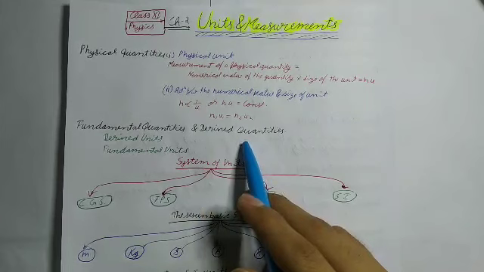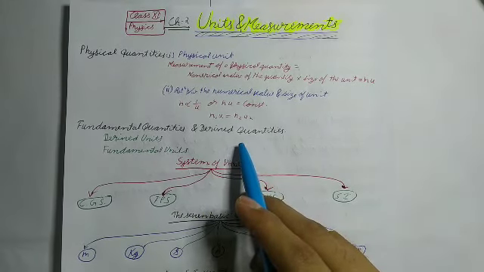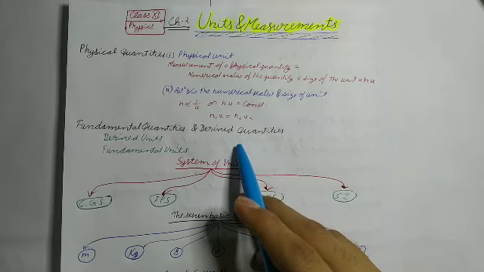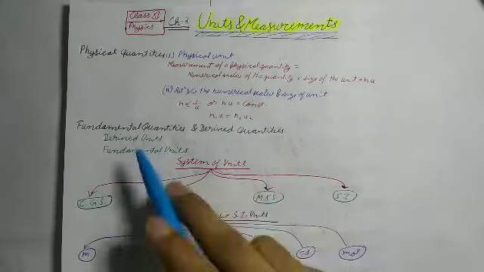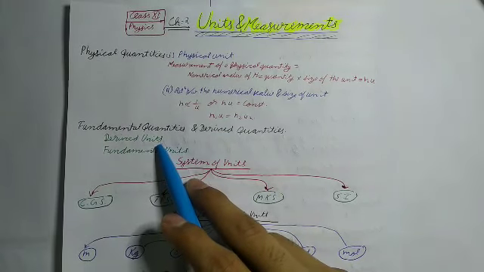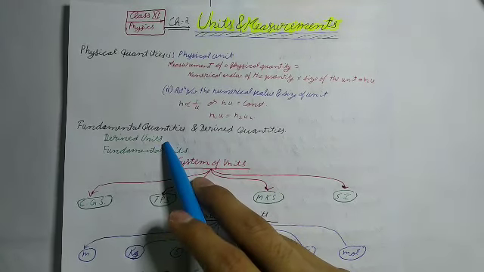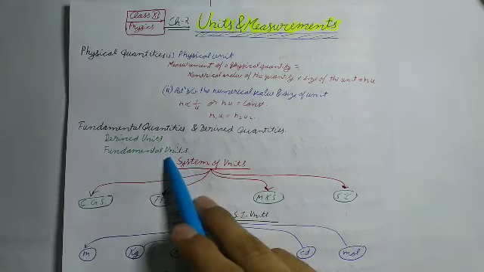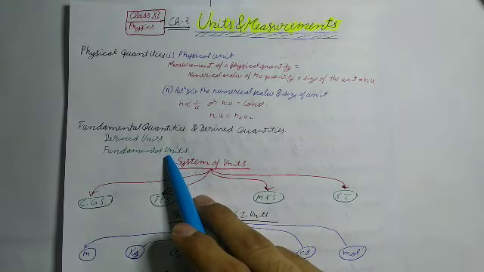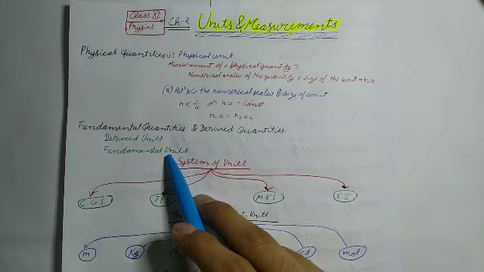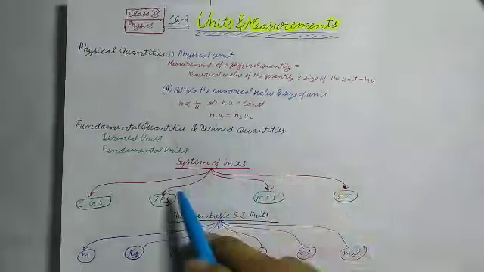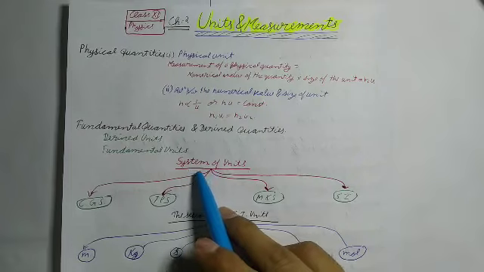Now, derived quantities. The physical quantities whose defining operations are based on other physical quantities are called derived quantities. Derived units: all other units which can be expressed in terms of fundamental units are called derived units. Now, fundamental units. The physical units which can neither be derived from one another nor be further resolved into simpler units are called fundamental units. The units of length, mass, time, etc. are fundamental units.